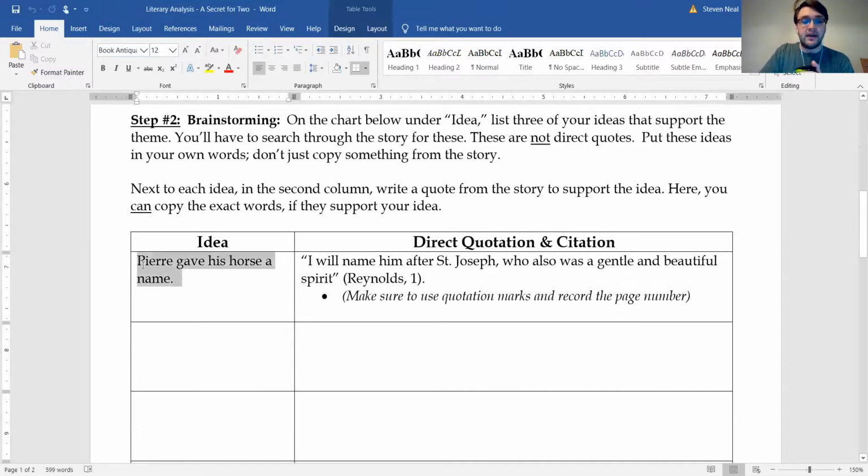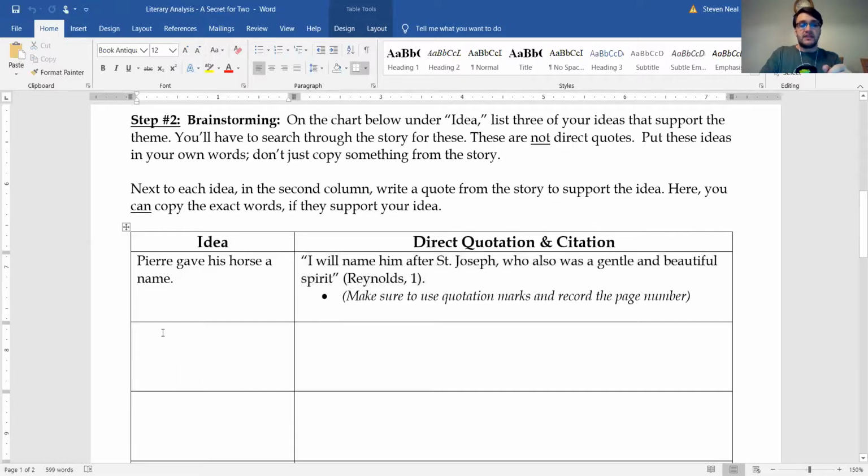So I might have the idea, well, Pierre gave his horse a name. Now I'm going to find a direct quote that helps to support that. So I picked this quote, "I will name him after Saint Joseph, who also was a gentle and beautiful spirit." And when I write it down, I want to make sure that I put the page number and that I use quotation marks. Right now, I'm just getting ideas and direct quotes that could possibly support my idea, okay?